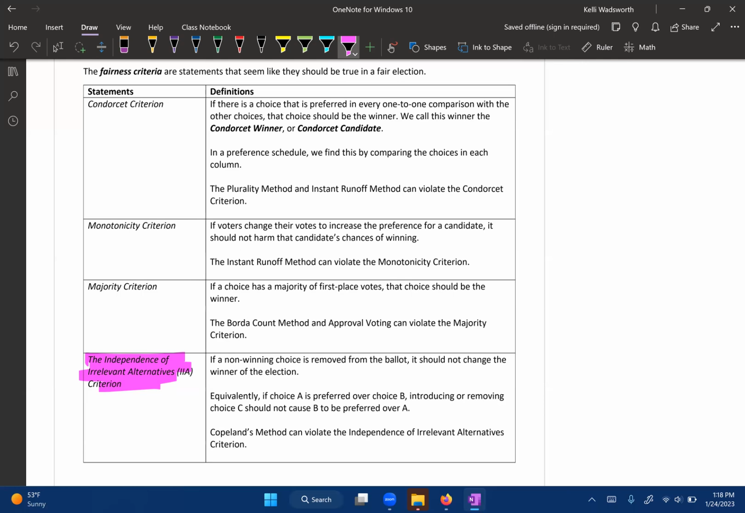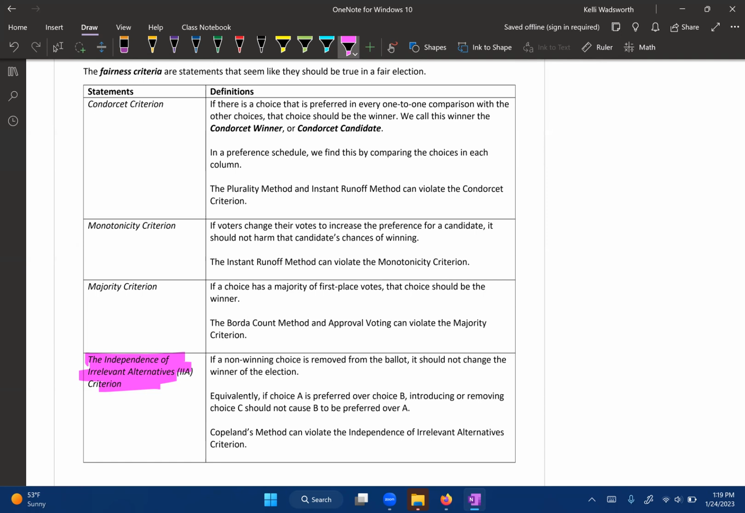So equivalently, if choice A is preferred over choice B, introducing and removing choice C should not cause B to be preferred. So they're saying, if A is preferred over B and you remove some irrelevant alternative, like C, which is not even in our conversation when we're talking about A and B, but if you remove C somehow and suddenly the preference between A and B is switched, then that would violate the independence of irrelevant alternatives, because it's showing that it's actually not independent. Even though C is irrelevant to A and B, removing it switches the preference, so it's not independent. It actually has some effect.